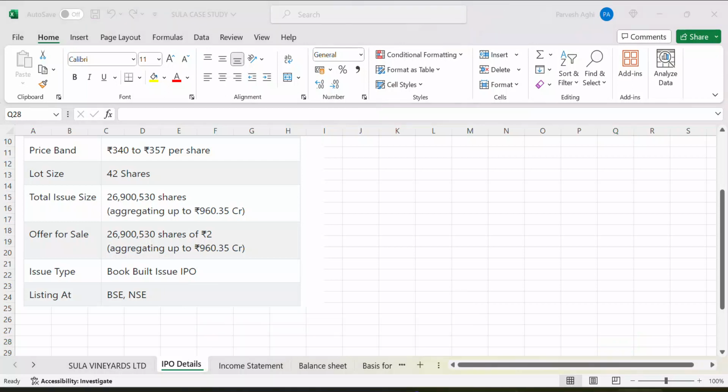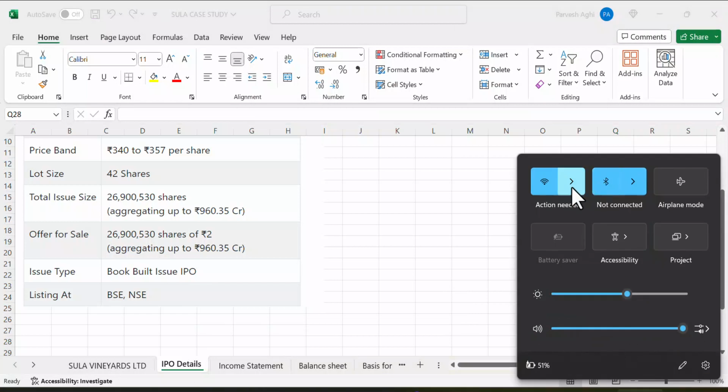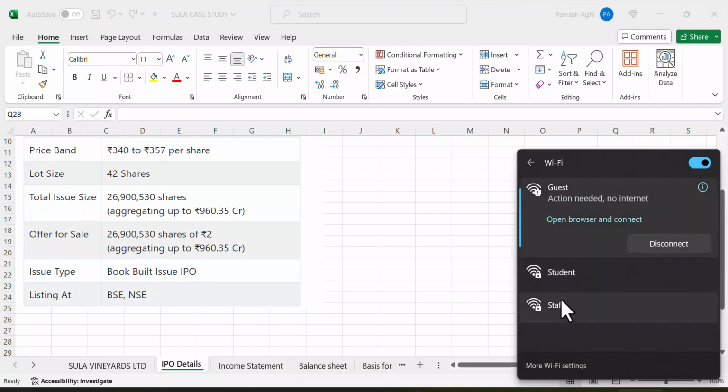So before... Zubin, please put this in here. My hotspot is not taking anything.